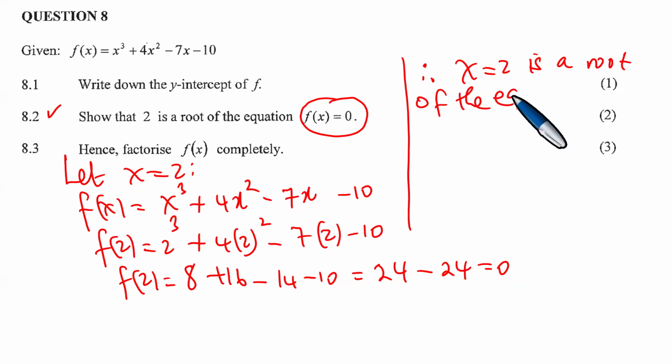Now, this equation has multiple roots, but x equals 2 is a root of the equation f of x equals 0. Take note of this as we move forward, because there are a lot of things that we will make mention of as we move along. Let us look at the next question.